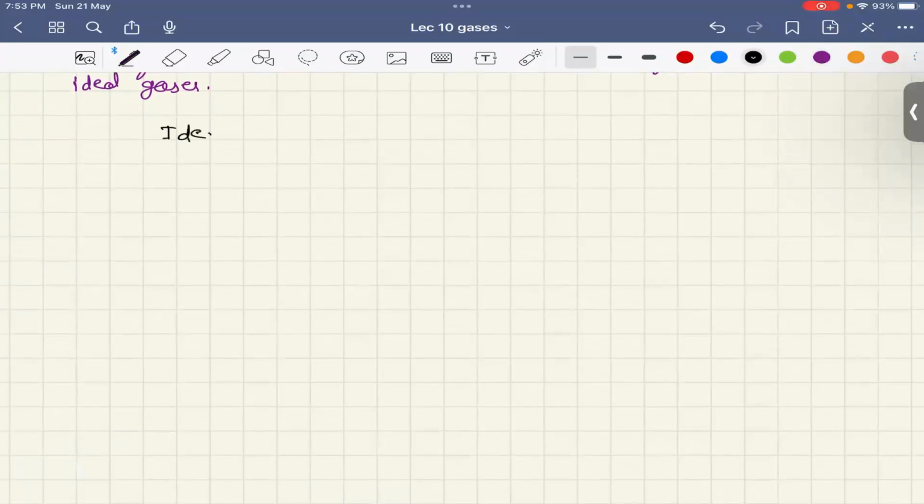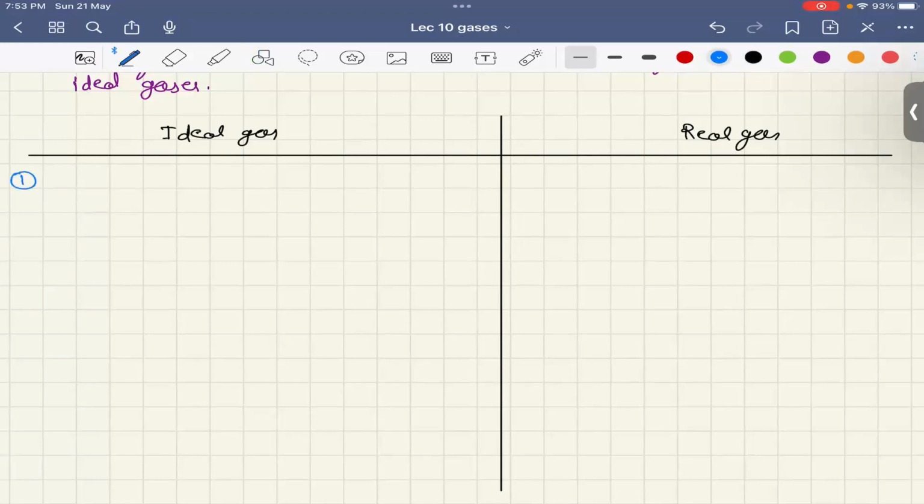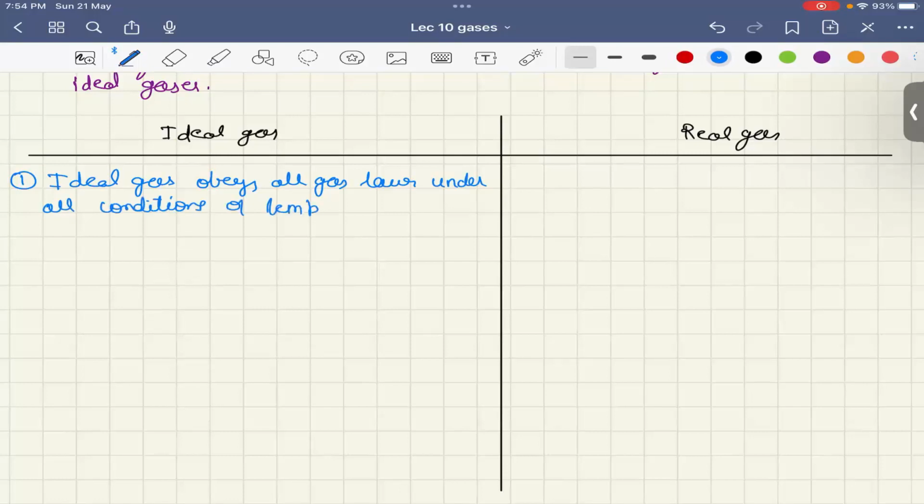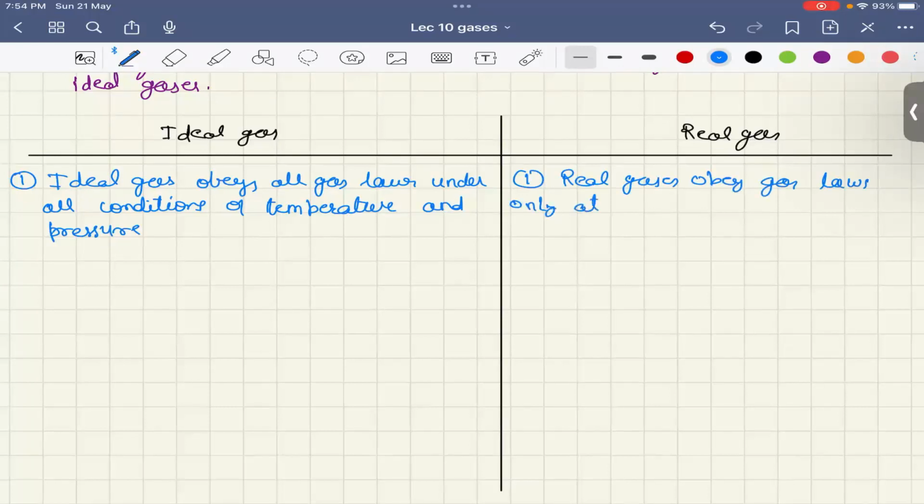So here we have ideal gas and here we have real gas. The first point is ideal gases obey all gas laws under all conditions of temperature and pressure, whereas real gases obey gas laws only under low pressure and high temperature. So ideal gas obeys all gas laws under all conditions of temperature and pressure, whereas real gases obey gas laws only at low pressure and high temperature.